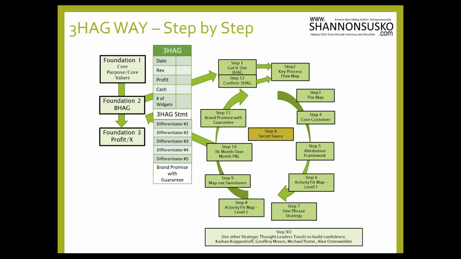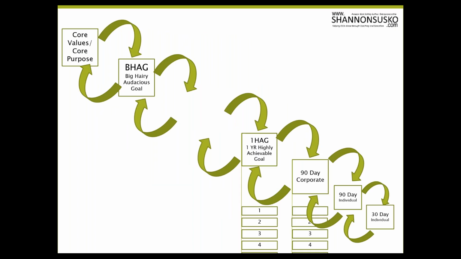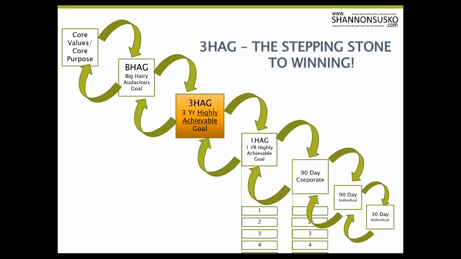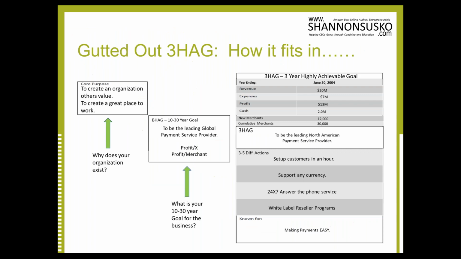Now, here's the steps we've been working through. We're actually rolling into step 6, and we're going to do step 8. We're going to actually talk a little bit about step 7 and 9 in the next part in the series. So this is where we're driving to. We already gutted out our 3HAG in our very first session. This is an example of the one from Paradata Systems that we gutted out. So we have our core purpose, our BHAG.